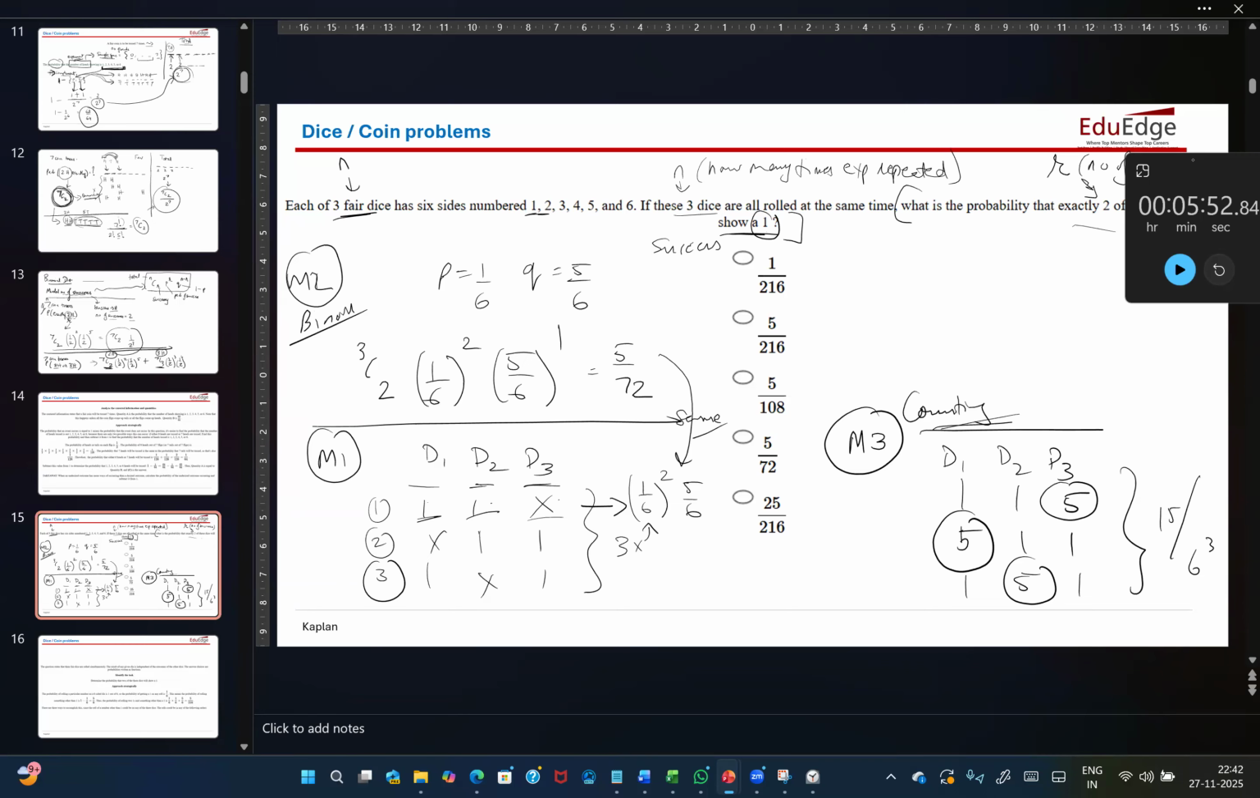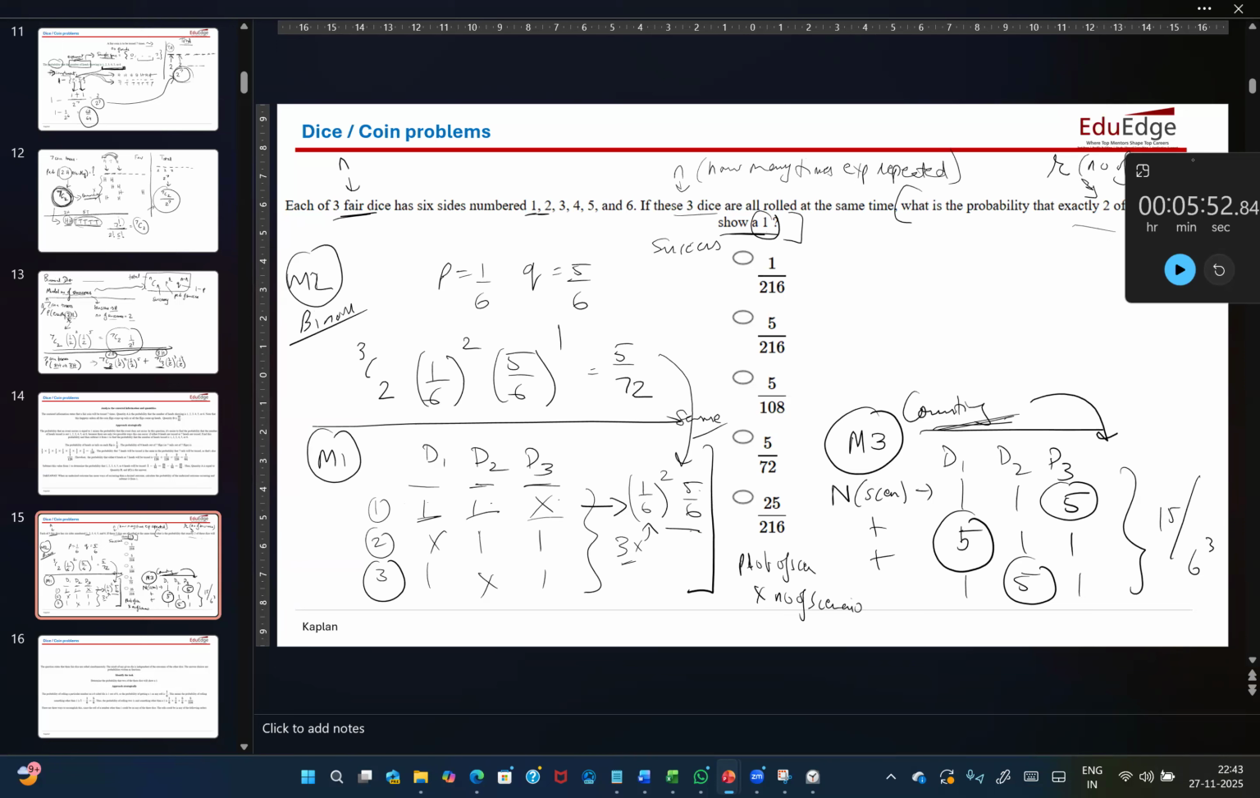Pure counting method, then scenario. Here we took probability. What is the difference between all these? This is pure counting. You are counting each scenario and then adding these up. In method one, you are doing the probability of every scenario and multiplying by the number of scenarios, which is why you multiply it by 3 because there are 3 scenarios.